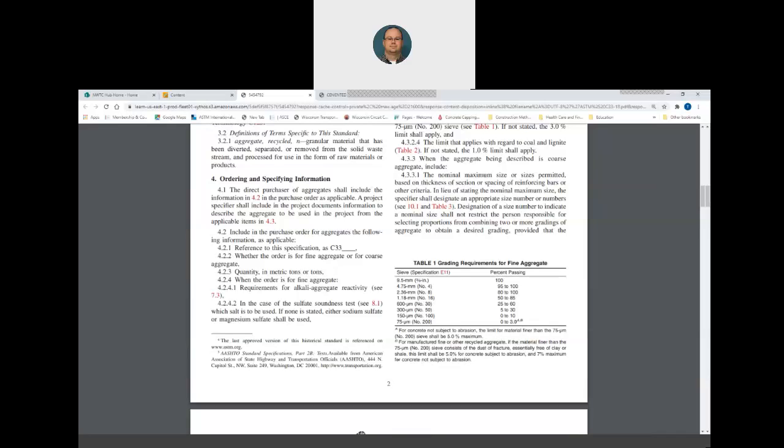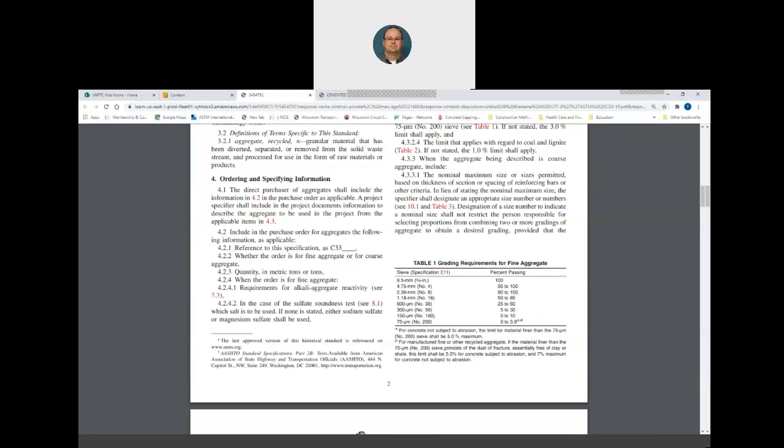B, so for manufactured or recycled aggregate, blast furnace slag, if the material found in the 200 sieve consists of dust of fracture essentially free of clay or shale, this limit shall be 5% for concrete subject to abrasion and 7% maximum for concrete not subject to abrasion. Okay, that's a tough one. How do you prove that it's free of dust, free of clay or shale? Okay, that's a good question, right?